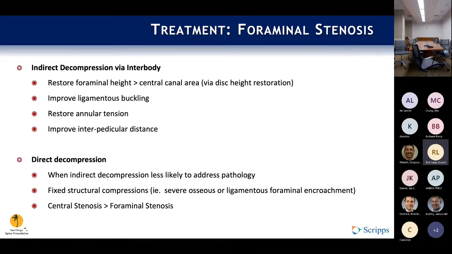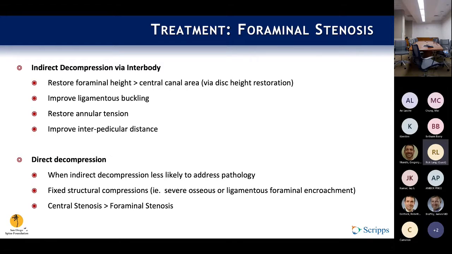If you have a patient that has a foraminal height loss more than a central canal area loss, so something like a disc degeneration or posterior height loss, then indirect decompression by interbody will generally provide you the best relief of symptoms. It'll improve your ligamentum flavum buckling, your annular tension, and then improve your interpedicular distance, restoring your foraminal canal or your neuroforamen. Direct decompression does not necessarily do that. However, it is a good option when the indirect decompression is less likely to address the pathology.